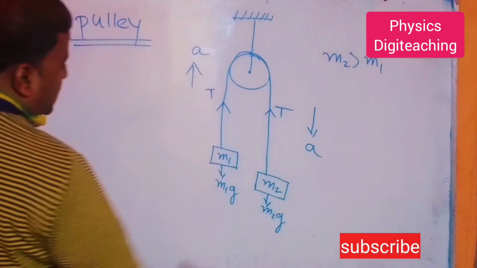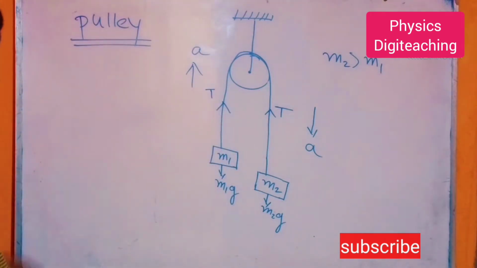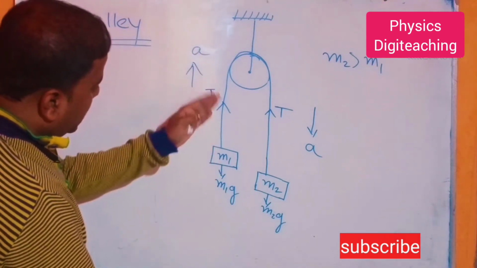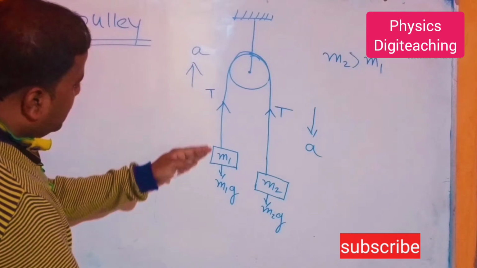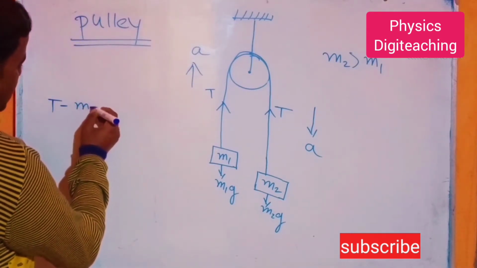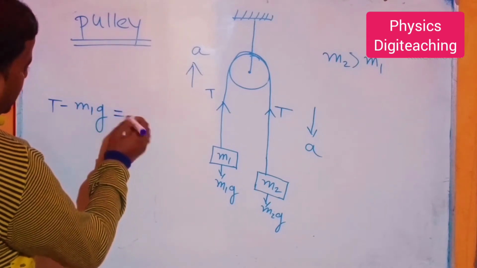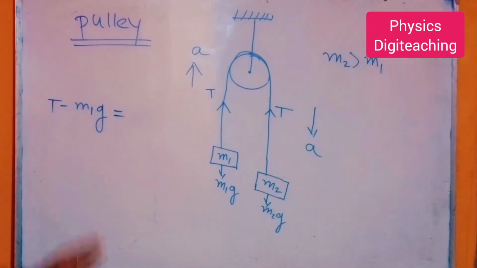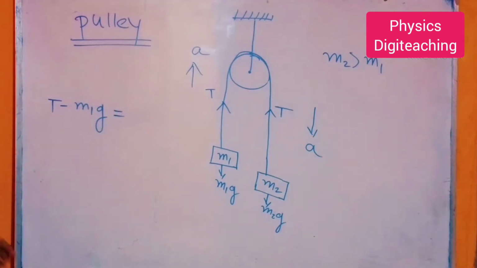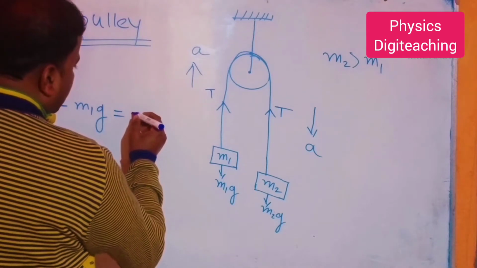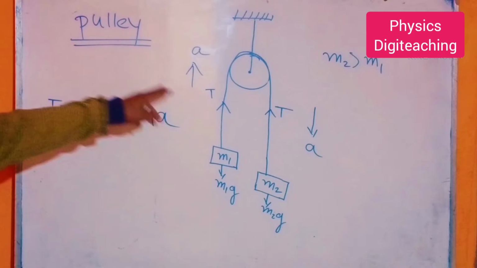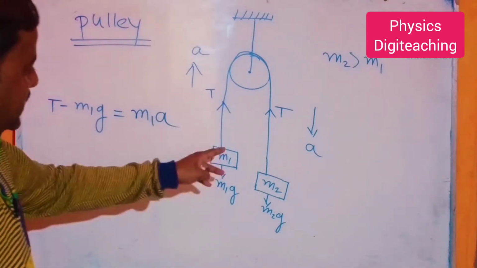First we set up the equation of the first body. The body M1 goes up. Here are two forces, T and M1G, therefore the net upward force is T minus M1G. It is the net force F, and we know the total force F equals mass into acceleration. Therefore this is M1 into A. This is the first equation for the first body M1.